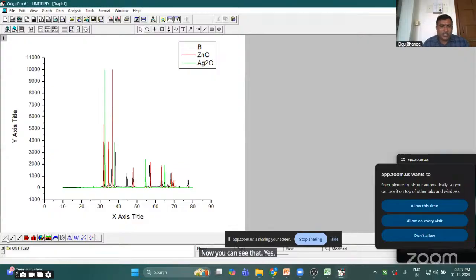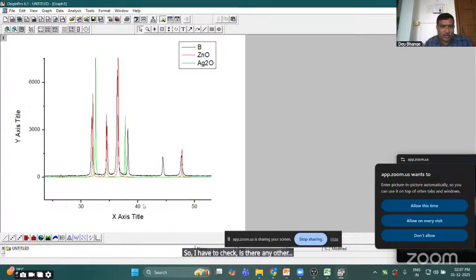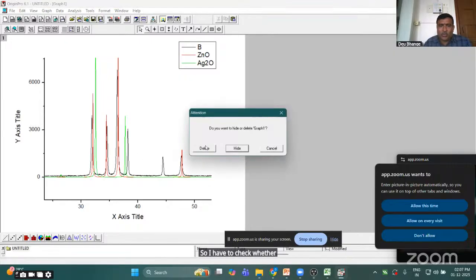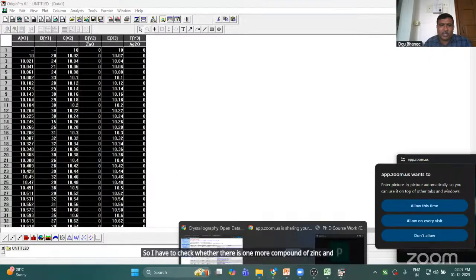Yes, it is matching, but the problem is there is another peak that is not matched. So I have to check if there is any other silver compound. Okay, there is some difference. This much large difference in theta is not acceptable. So I have to check whether there is one more compound that zinc, Ag and silver together can form.